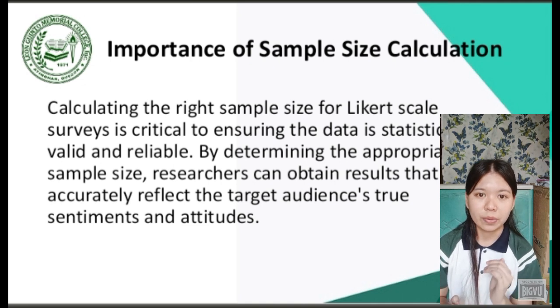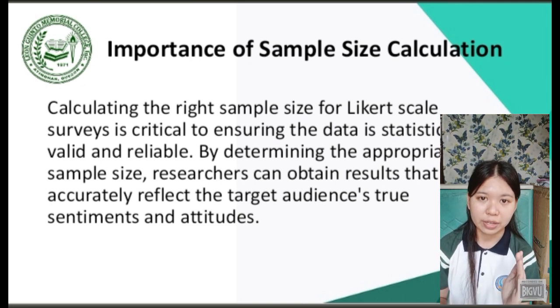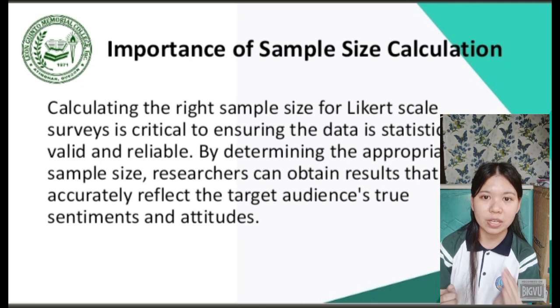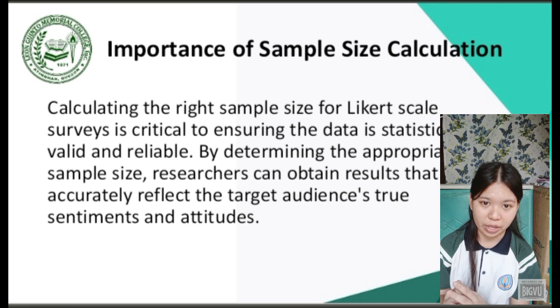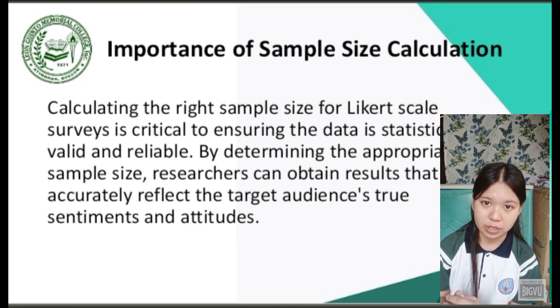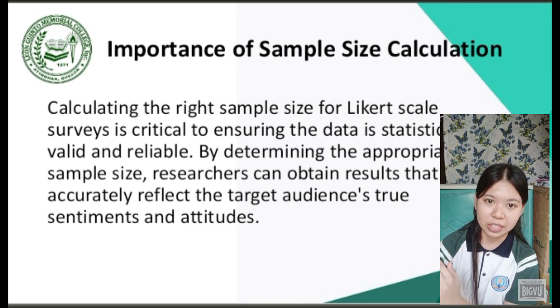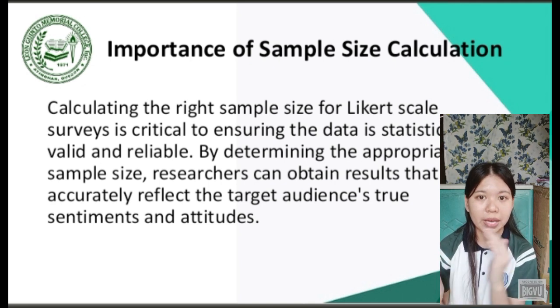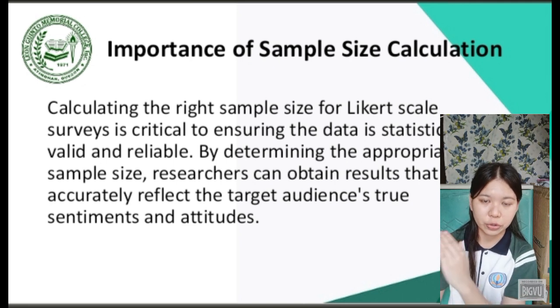Second reason, reflecting people's opinion. By choosing the correct sample size, us researchers can make sure that the survey results truly represent what the people being surveyed think and feel. Third reason, ensuring accuracy. Having the right sample size means that the survey findings are more likely to be accurate and reflect the views of the larger group accurately.